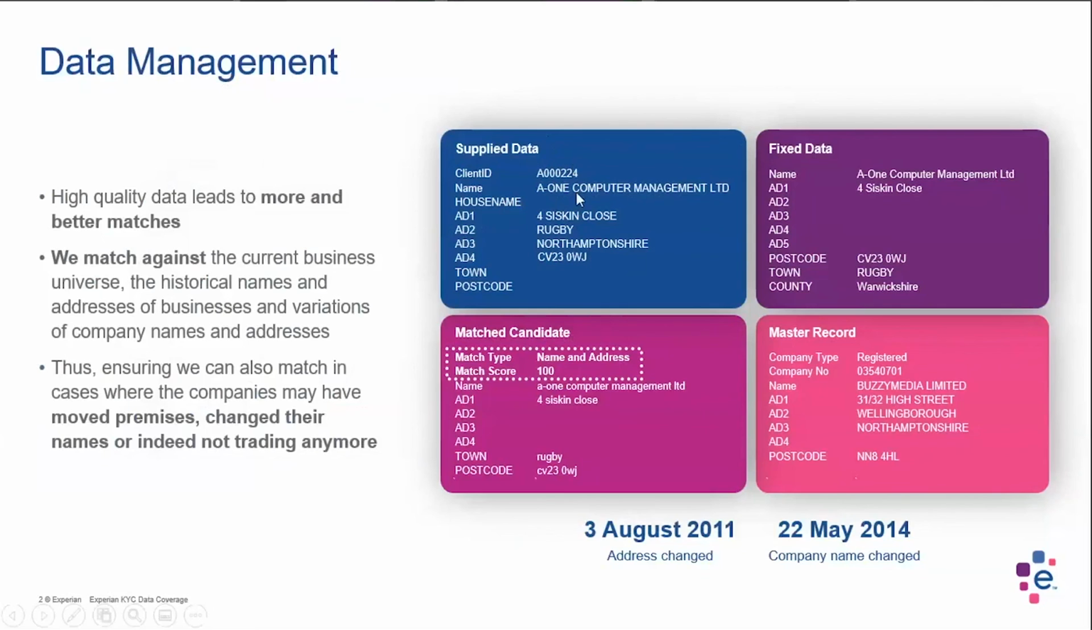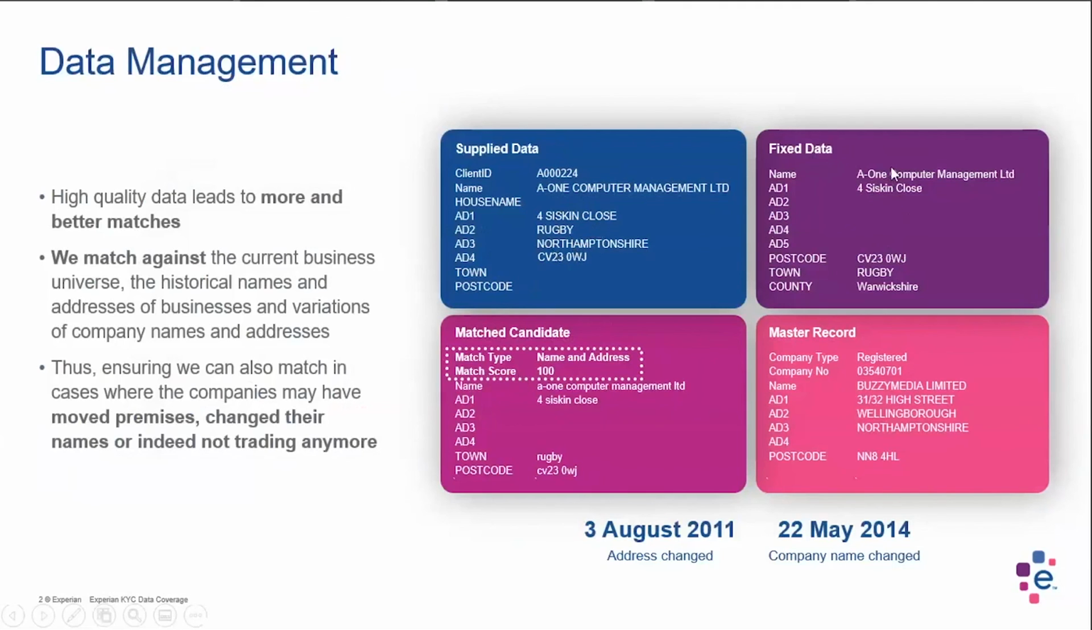In this example, we can see A1 Computer Management Limited, and looking at it very briefly, your address looks very good. You've got Forsythia Close, Rugby, Northamptonshire. But we've got all of the right address fields, perhaps in the wrong place. You don't have the town in the town field, you don't have the postcode in the postcode field. And therefore, the first thing that we would do is fix this. We'd make sure that we've got all of the right data items in the correct corresponding fields. Having done that, we can then match it to our database.